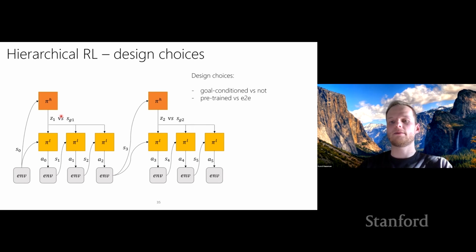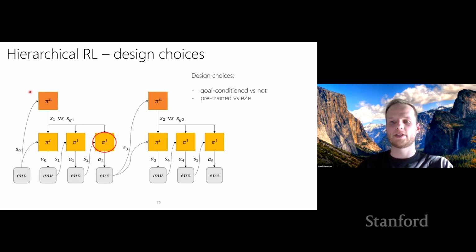Then the second design choice is whether the low-level policy is pre-trained or whether everything is learned end-to-end. You can either train the low-level policy first, without any knowledge of the high-level policy, or you can train all of this, given that hierarchical structure, all at once in an end-to-end fashion, and then you will get both the low-level policy and the high-level policy.